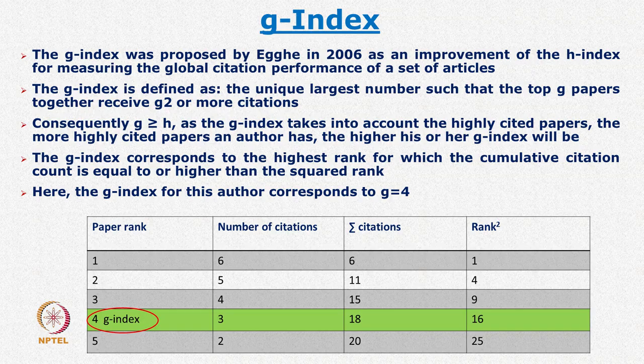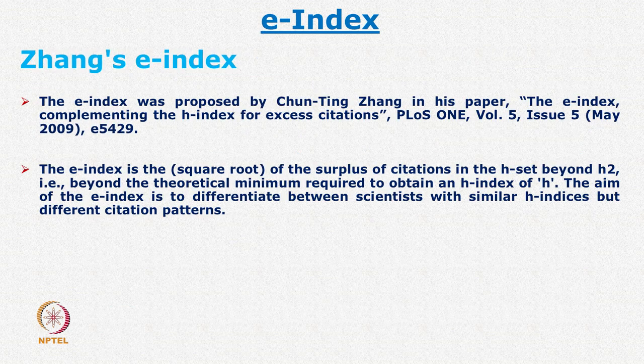There is a G-index as well, which is not a very popular one. It has a different calculation mechanism, which was given by Leo Egghe in 2006 as an improvement of the H-index for measuring the global citation performance of a set of articles. The G-index corresponds to the highest rank for which the cumulative citation count is equal to or higher than the squared rank. The e-index is another index, which was given by Zhang and is used for excess citations.